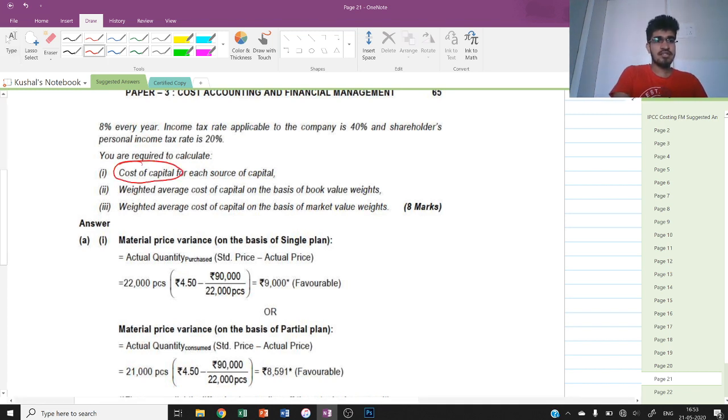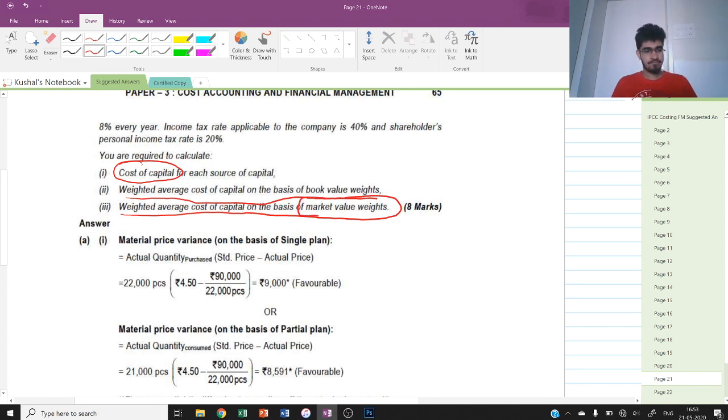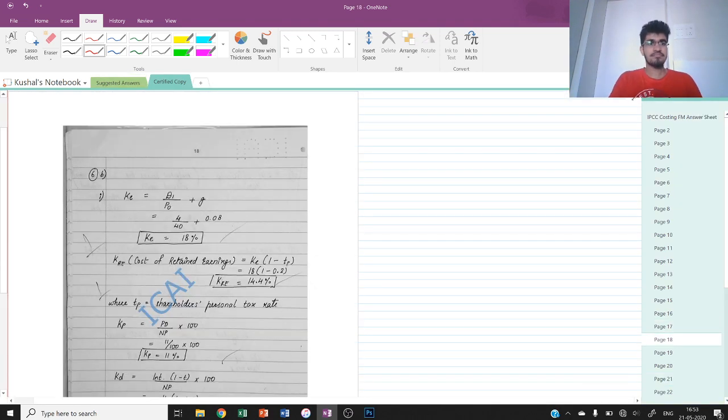You are required to calculate the weighted average cost of capital on the basis of book value weights and the weighted average cost of capital on the basis of market value weights. Okay, let's calculate the cost of capital. I'll quickly show you my certified copy's answer.